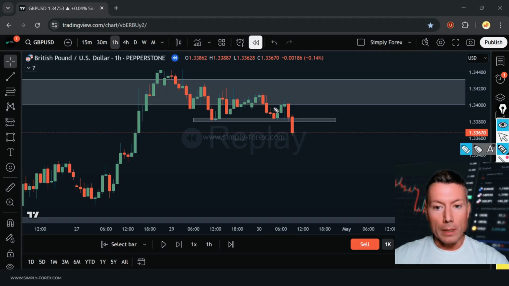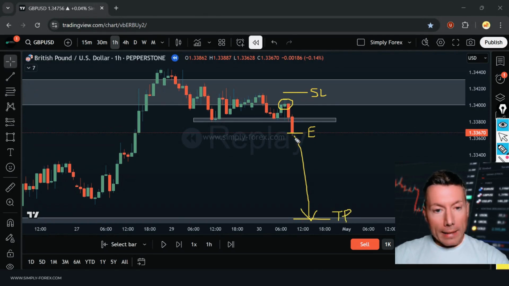So I want to put my stop loss above the last swing high, which is here. So I want to put my stop loss up here. This is my entry. I've entered on the break of that level. And then all the way down here, the next area of interest would be my take profit. And therefore, the trade makes sense. I'm getting a good risk to reward, and structure has broken down at an area of interest. It ticks a lot of boxes.